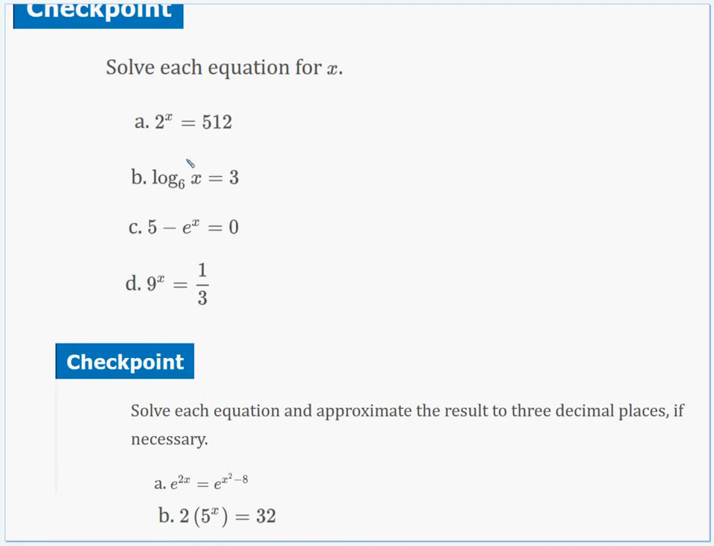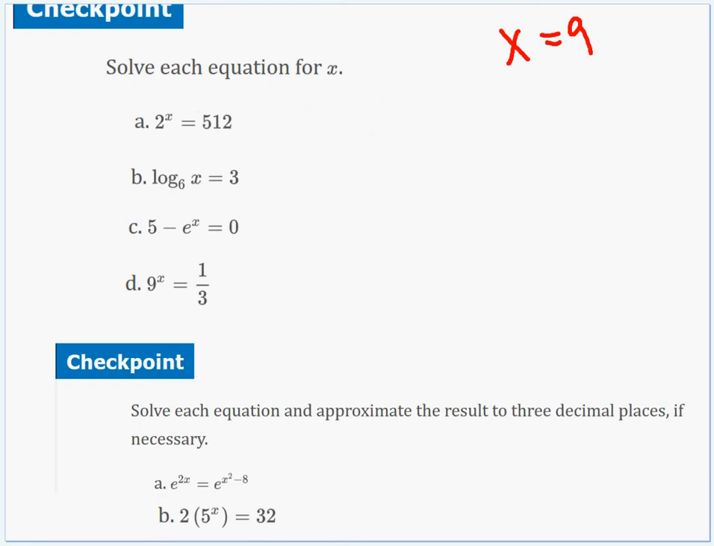Okay, now there are multiple ways to do the first one. Without checking the book, I just did it with a change of base formula. But that 512, it's kind of hard to see. But we've got 2 to the x, and 512 is 2 to the 9th power. And then you could just say x is equal to 9.